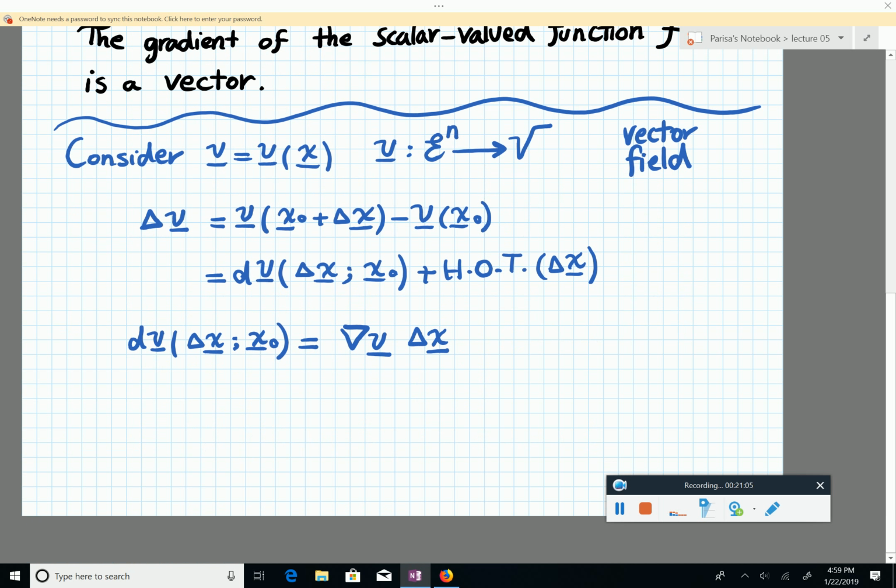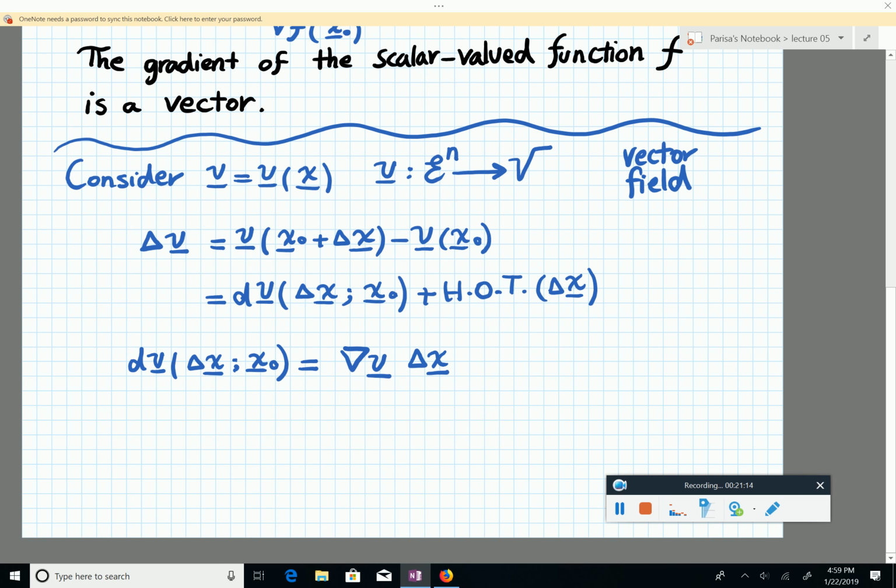So what statement did you write for yourself, comparable to the black statement that I wrote there? What did we learn? The gradient of a vector-valued function is a tensor. These are important to remember. So let's just write it.